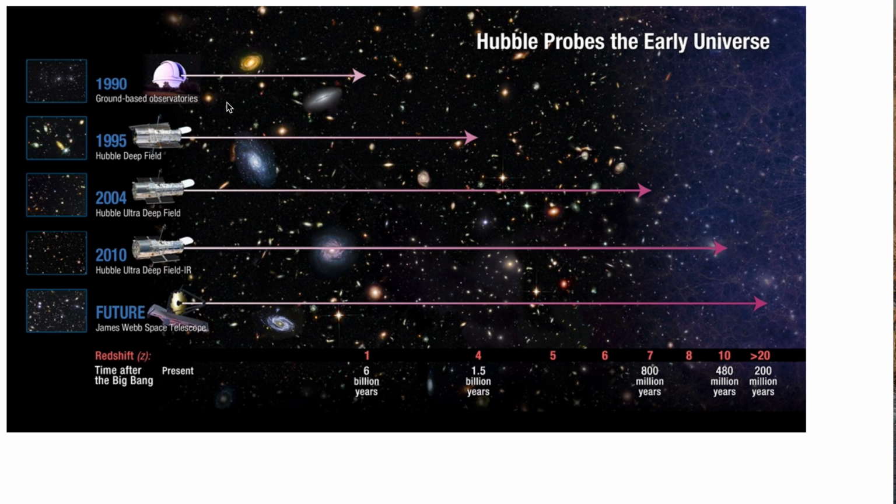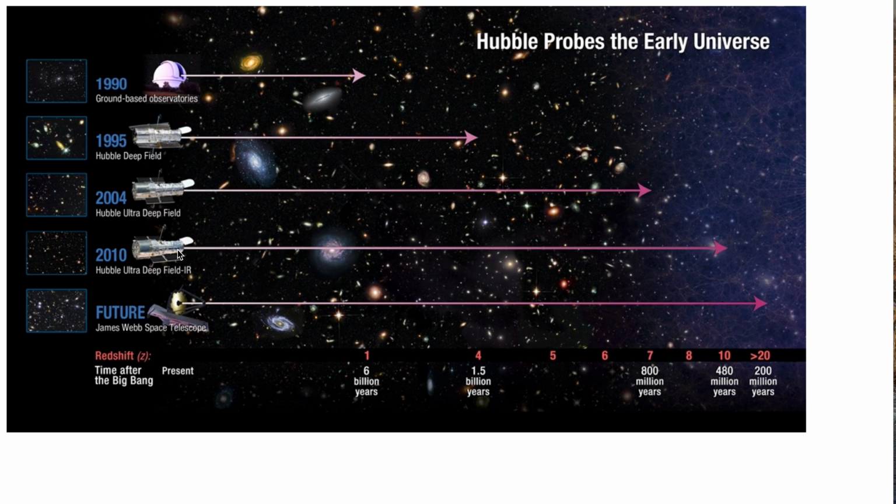Here's how we do in terms of different kinds of observation methods in terms of looking back in time. So ground-based telescopes in the 90s were able to look back. So these numbers are the time after the Big Bang. So ground-based telescopes of the late 20th century could look back to 6 billion years. Hubble was launched in 1990, and it looks back to 1.5 billion years after the bang.